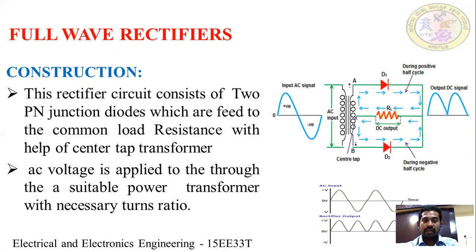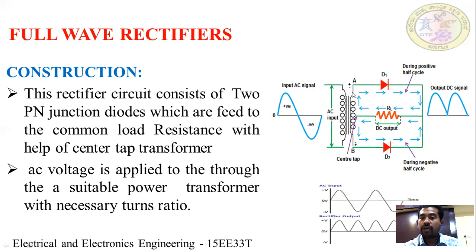In today's class, we shall discuss the construction of full wave rectifiers. If you come to the construction part, this is the input AC signal which is having positive and negative pulses. First is the positive half cycle and second one is the negative half cycle. This input AC signal is given to the primary winding of the transformer.